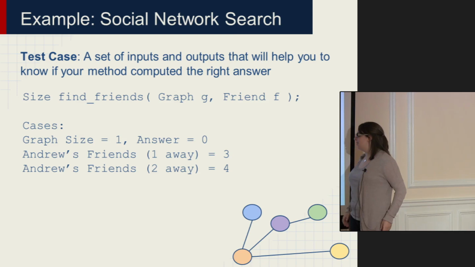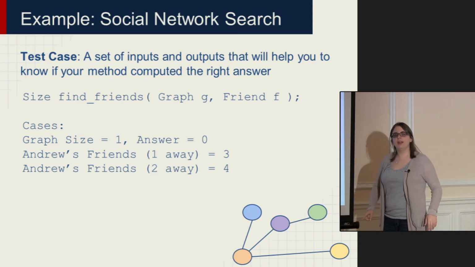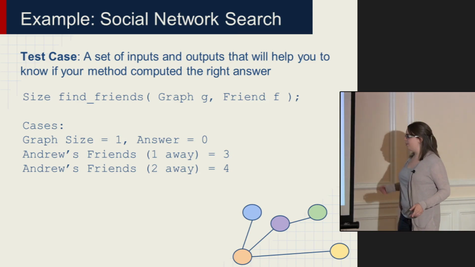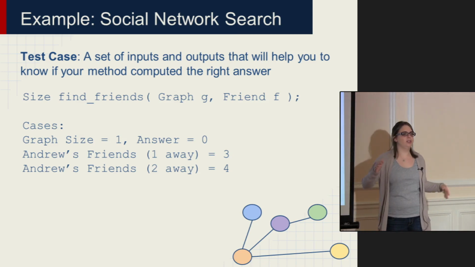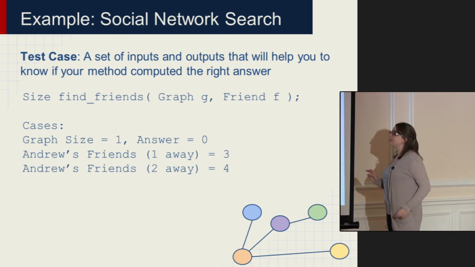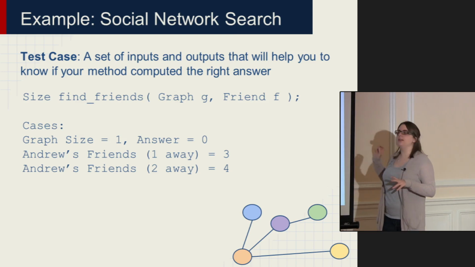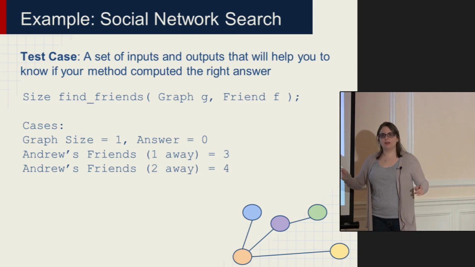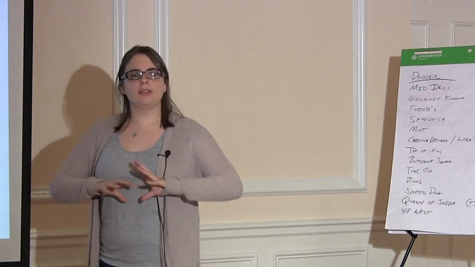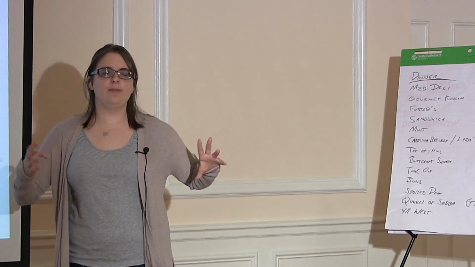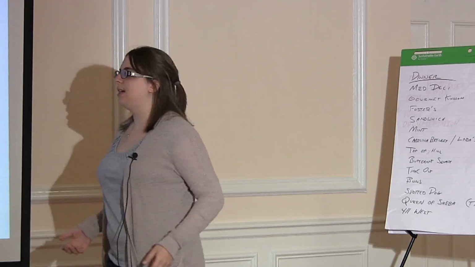The next thing I thought about is that Andrew is this orange node right here. If you only look at all of the people 1 edge away, or 1 friendship away, he would have 3 friends. And if you looked at all of the people who were 2 edges away, you would have 4 friends. So you can start thinking about it in this way: not just what is the case that's lying in front of me, but what are some possible different cases that I might encounter when I'm testing my code.